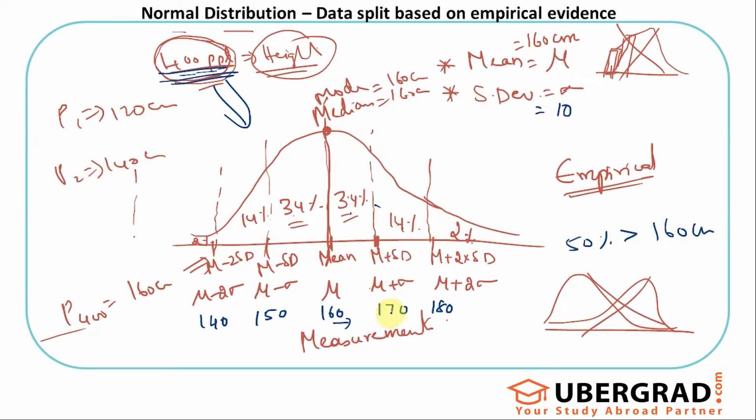How many people are taller than 170? That is to the right of this point. 170 is this, and everything to the right is more than 170.